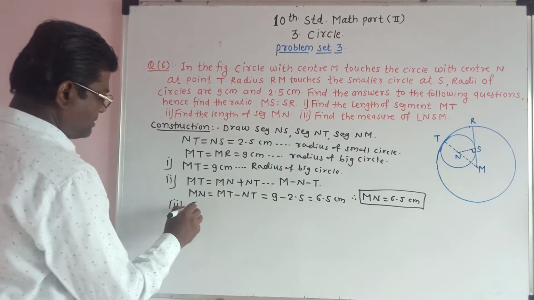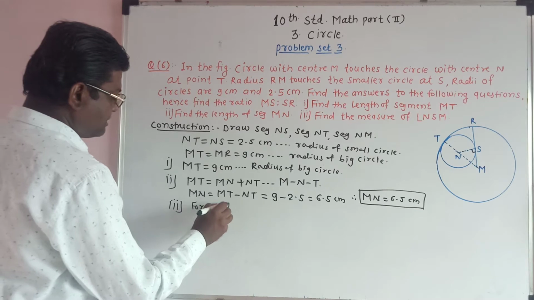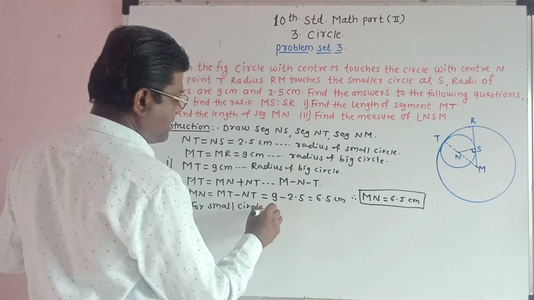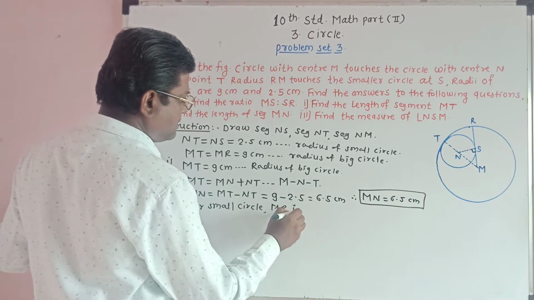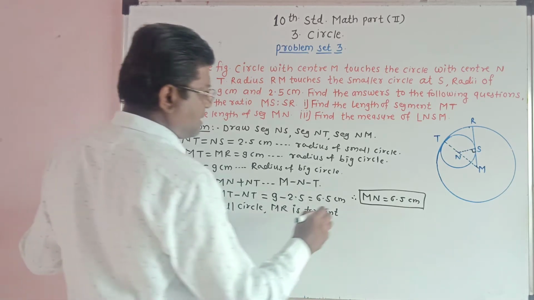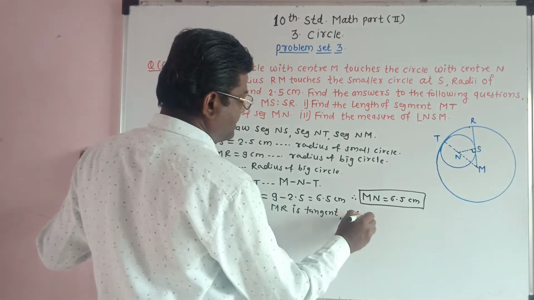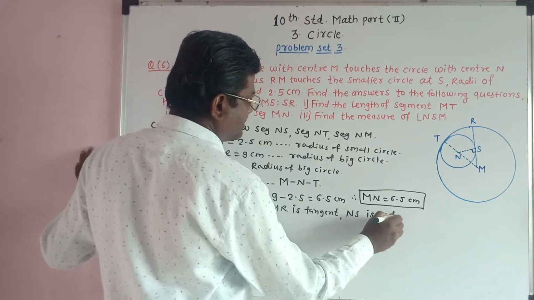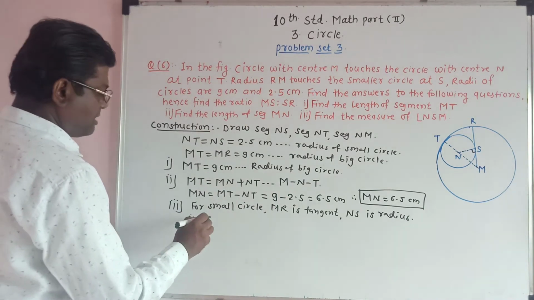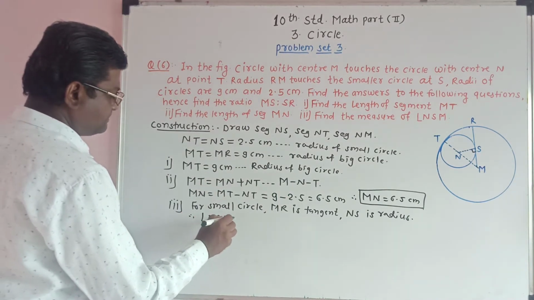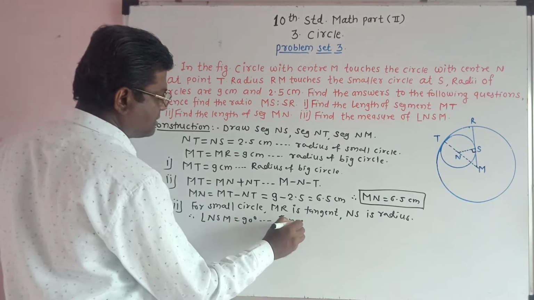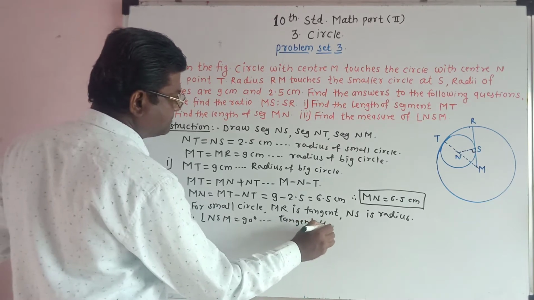So we write for small circle, MR is tangent, NS is radius. Therefore angle NSM is equal to 90 degree. Reason is tangent theorem.